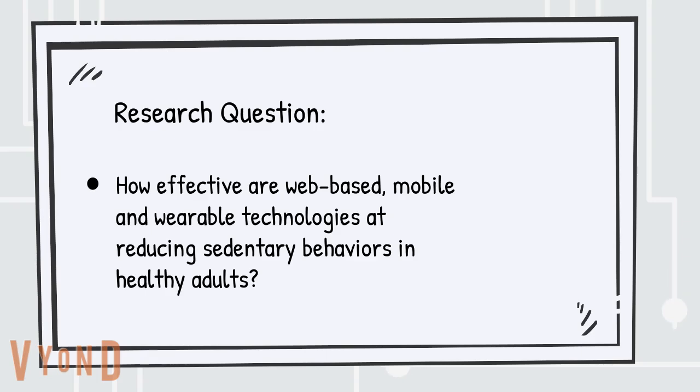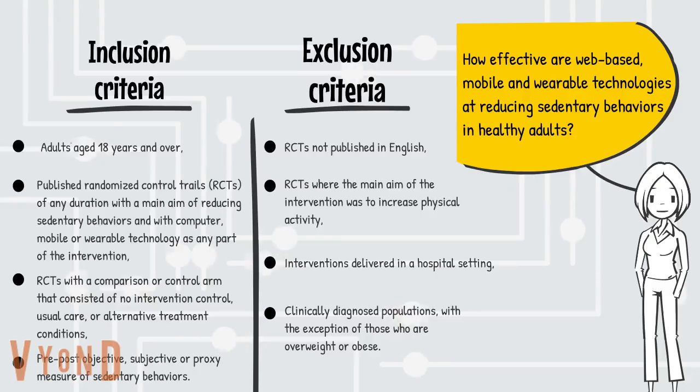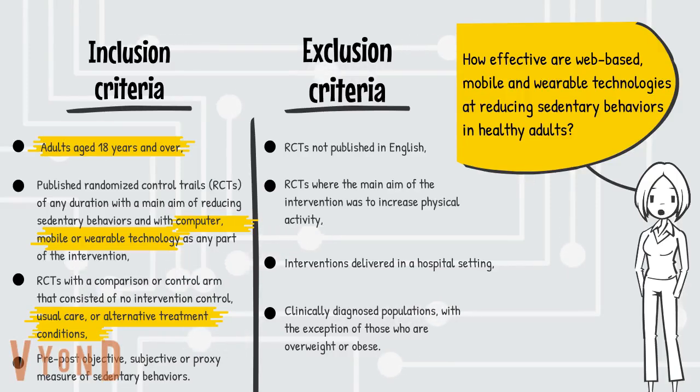Let's look at an example of inclusion and exclusion criteria for this research question. Since this is interventional research, the inclusion criteria can use the PICO framework to classify the study characteristics. Specifically, the population is adults aged 18 years and over. The intervention involves computer, mobile, and wearable technology. The comparison is usual care or alternative treatment conditions. The outcome aims to reduce sedentary behavior. Additionally, the exclusion criteria specify report characteristics that should be constrained, such as language and a hospital setting.